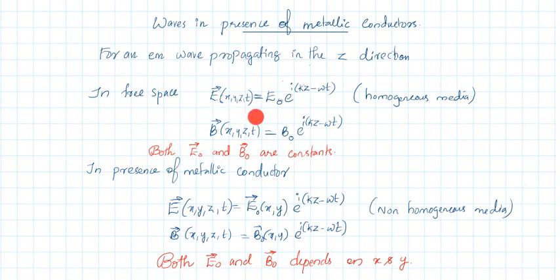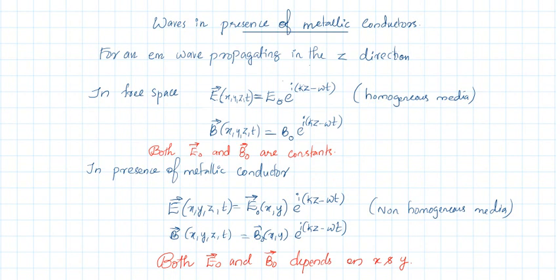If you consider the same wave in the presence of a metallic conductor, for example, if you guide this wave between two parallel planes, or if you guide this wave in a waveguide, then there is the presence of metallic conductors. In that case, the amplitudes E0 and B0 are not constants. They will depend on the space coordinates.